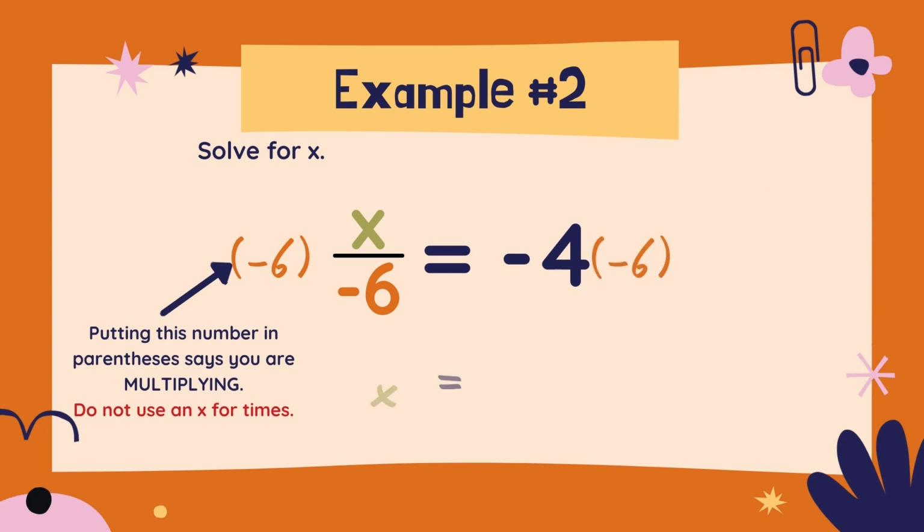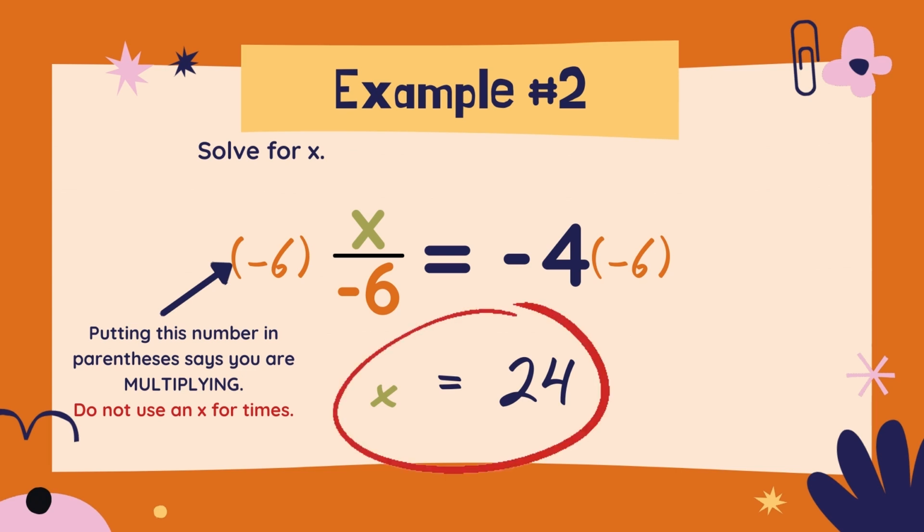Now we're not going to show all the steps that we did in example 1. Some of that can be done in your head. Just remember that multiplying by -6 undoes dividing by -6. So when we put this times -6 on the left side, all we have left is x. Then on the right side, we have -4 times -6, which is +24. So our solution is x equals 24.